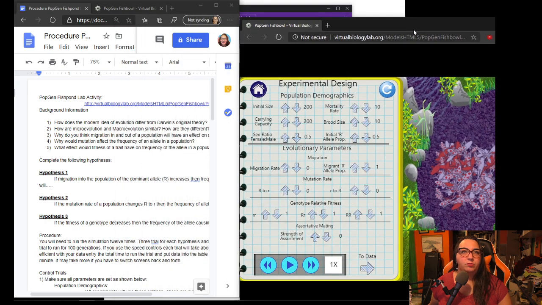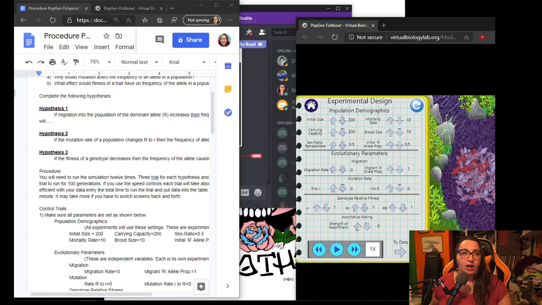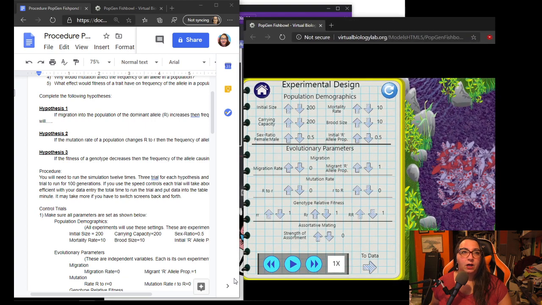If we look at this procedure, we've answered our background. We should make 3 hypotheses, and then we're told all about doing this 12 times. Down here we've got our control trials, and this is where we're at. This is our first step here.